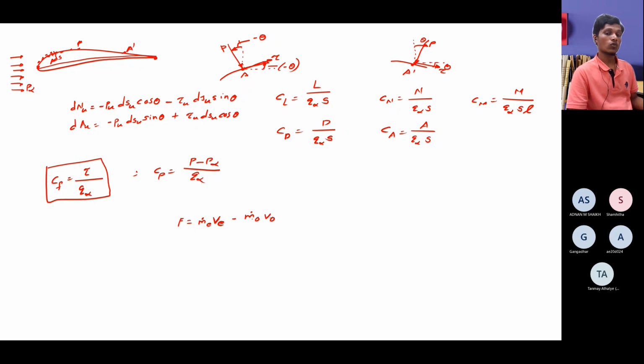And m dot naught is the mass flow rate of air or fluid entering the engine, with its entering velocity, plus the pressure difference at the exit times the area at the exit.